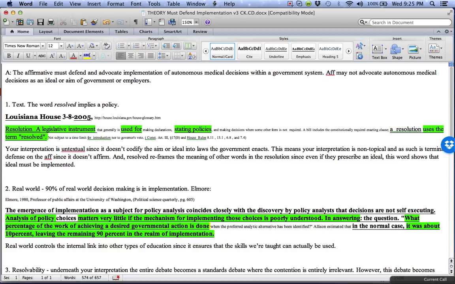To make it a little bit more concrete on this autonomous medical decisions topic, an implementation affirmative would offer a specific policy it would pass in order to grant adolescents the autonomous medical decision. That policy would open itself up to things like politics disadvantages, because presumably it would take some political capital to get the policy passed, and it would also open itself up to specific disadvantages about the economy.